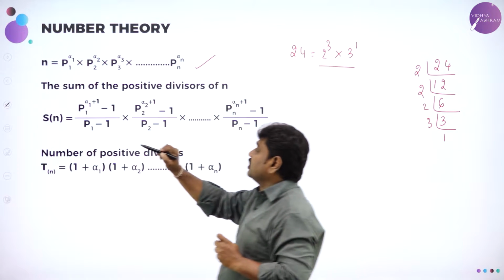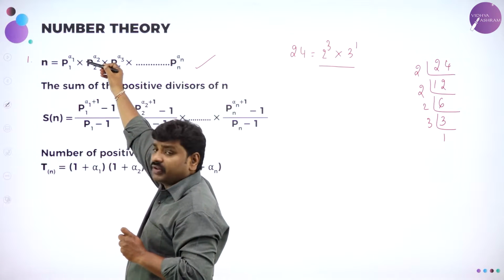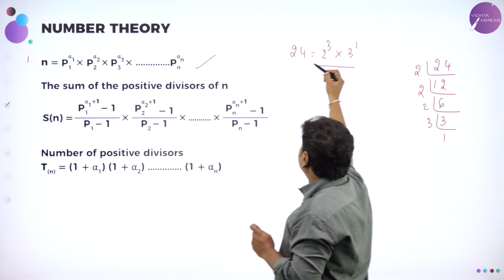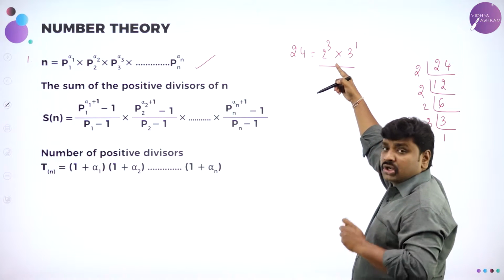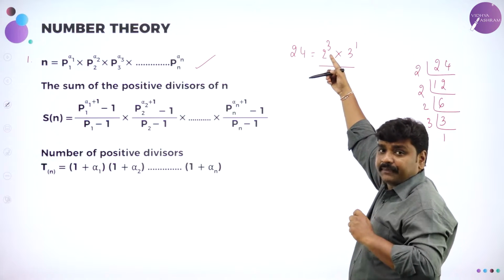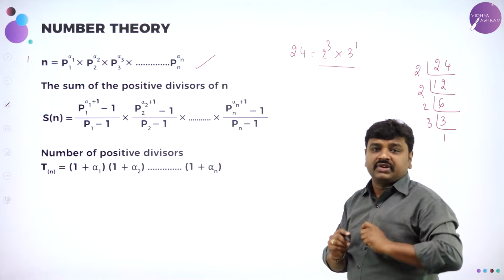This is the first step. Means the given number n, you write it as prime number 1 power alpha 1, like that. Means now I wrote 24 as 2 power 3 into 3 power 1. P1 means 2 and alpha 1 is 3. P2 is 3 and alpha 2 is 1. So first thing we have done.